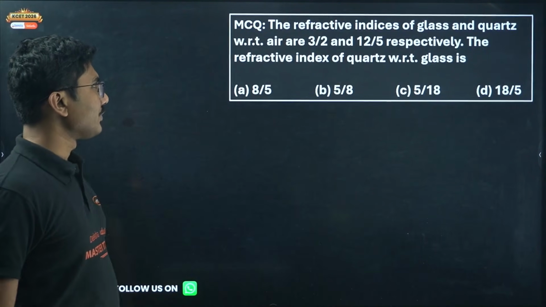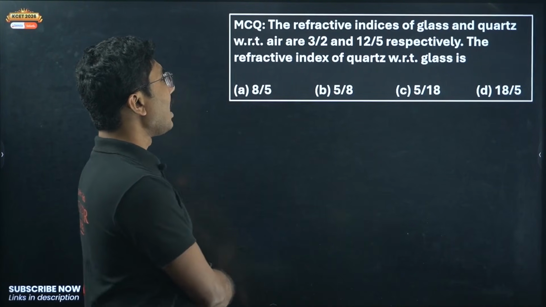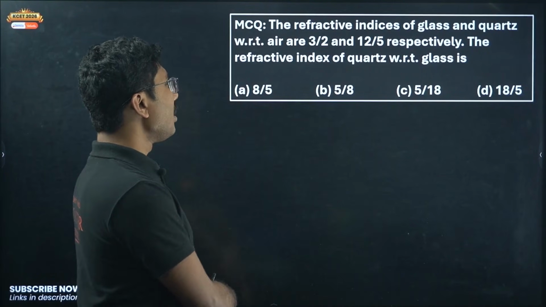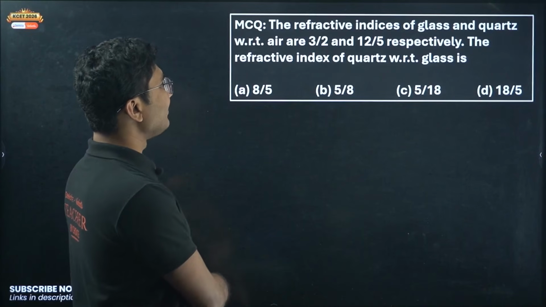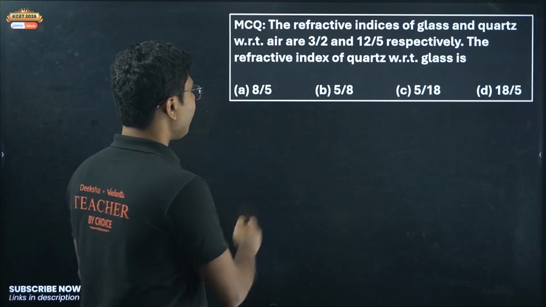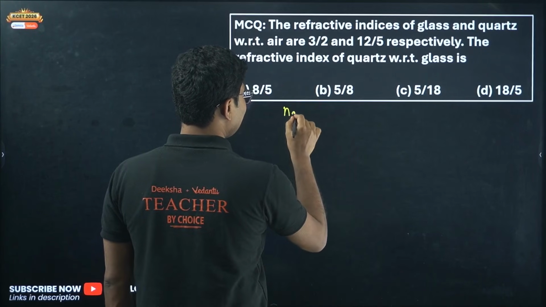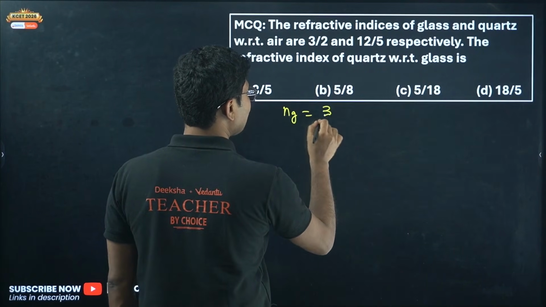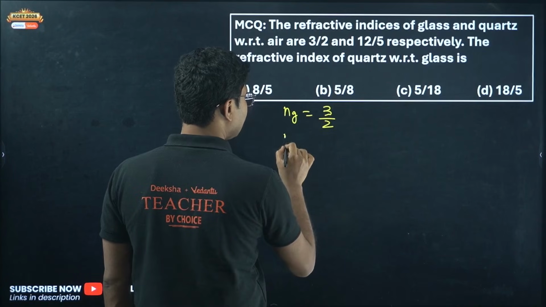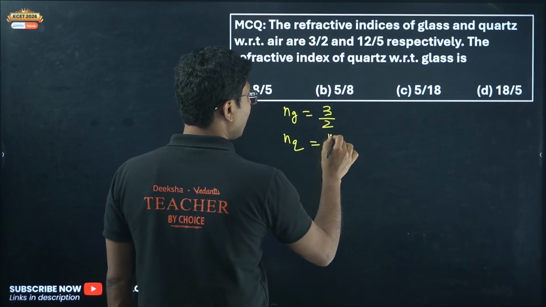Let's solve one question. The refractive indices of glass and quartz with respect to air are 3 by 2 and 12 by 5 respectively. Find the refractive index of quartz with respect to glass. So the refractive index of glass is given by 3 by 2, with respect to air means absolute refractive index, and the refractive index of quartz is 12 by 5.